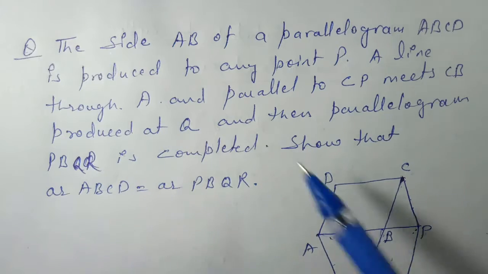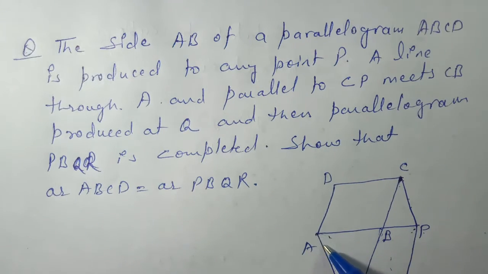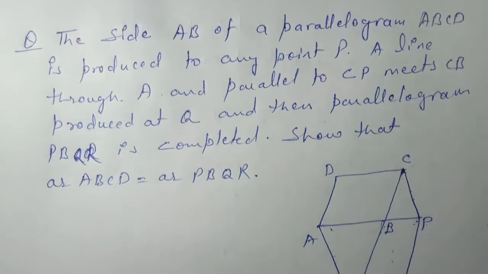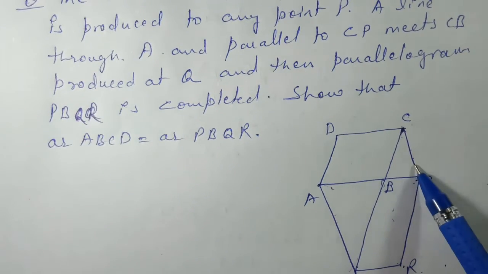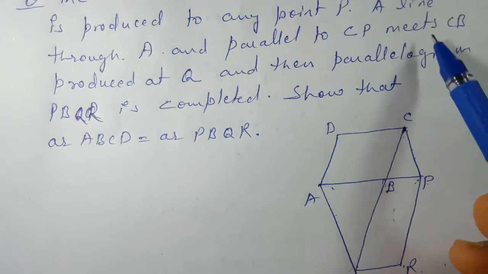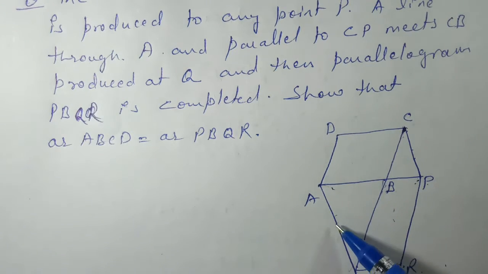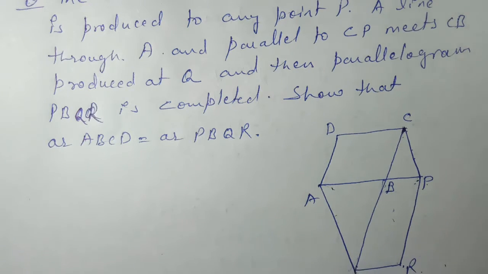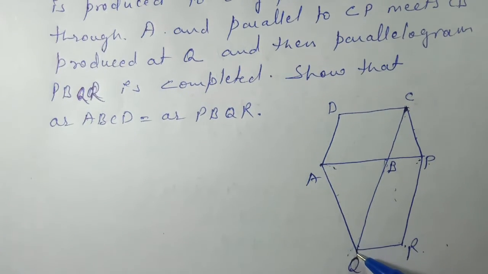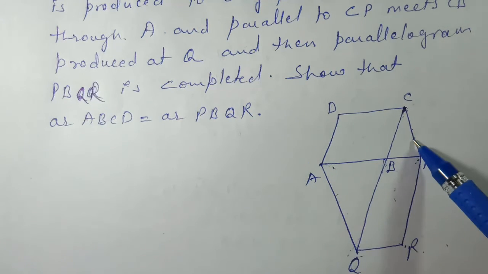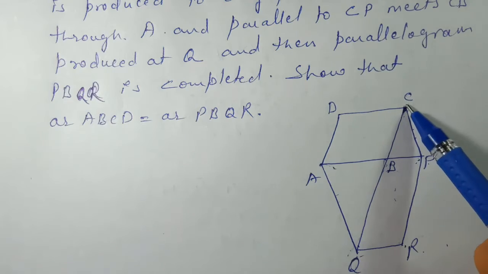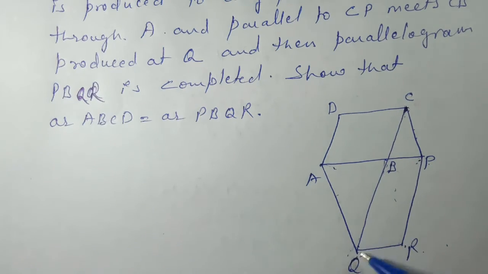A line through A, parallel to CP, meaning these two lines are parallel, meets CB produced at Q. When CB is produced to Q, these two lines are parallel and the point Q meets CB when it is produced.